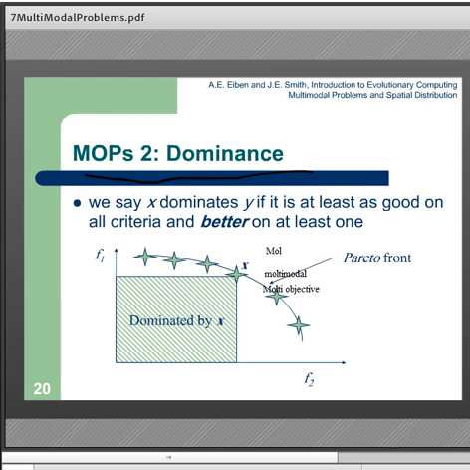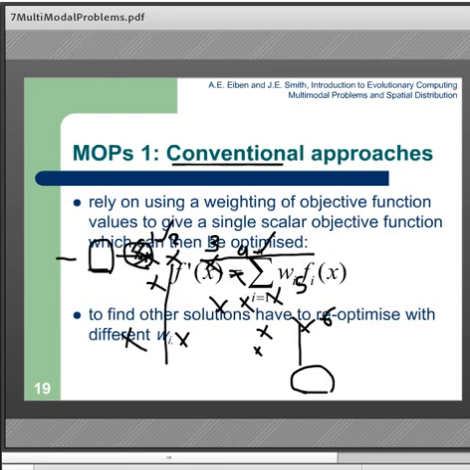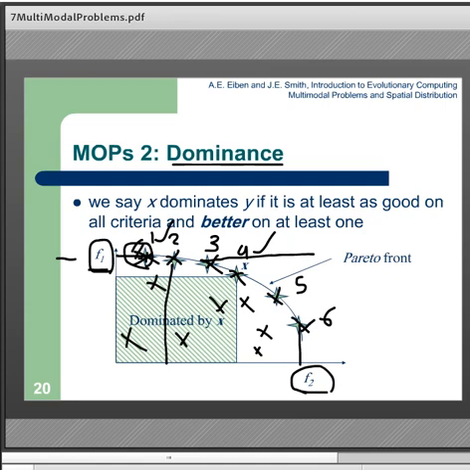The Pareto set includes a collection of individuals that none of them dominate another one. So which element is the best? None of these elements is the best.